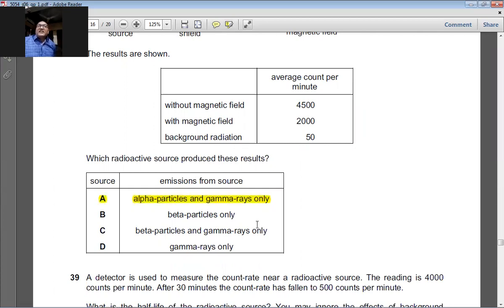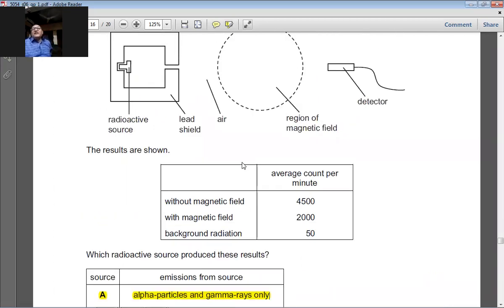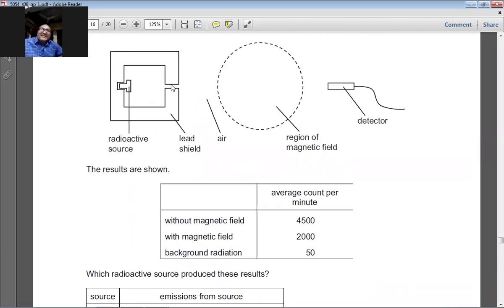Let me check. Beta particles only cannot be the answer, because if there are beta particles only, they will be deflected when there is a magnetic field, and there should be no radiation reaching the detector. But the detector is still showing a 2000 reading, which means some radiation is still reaching the detector.